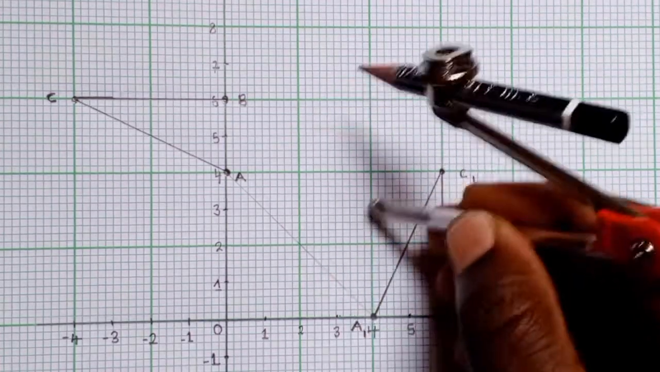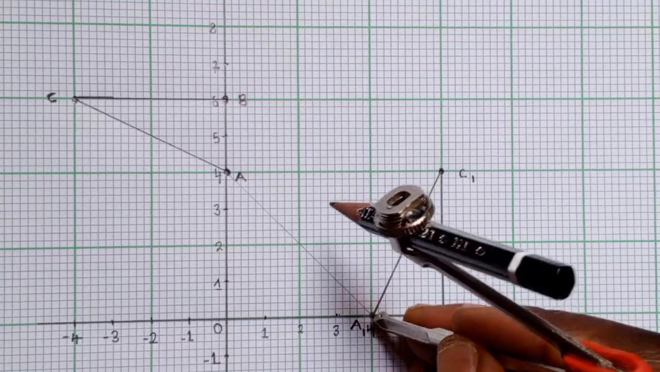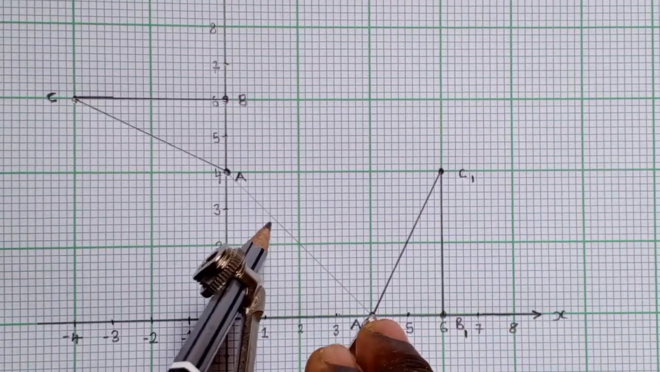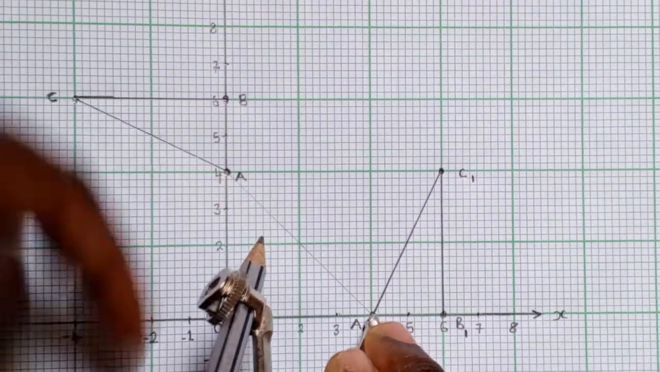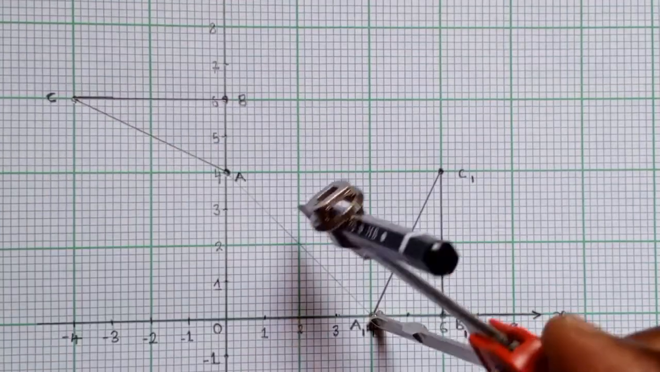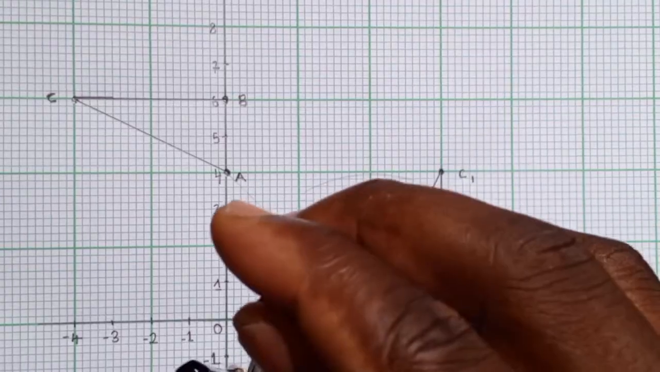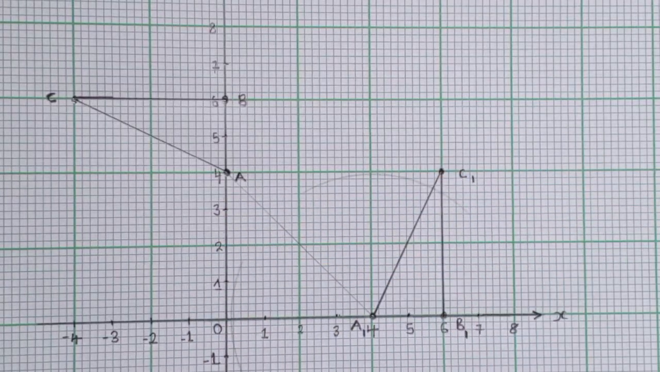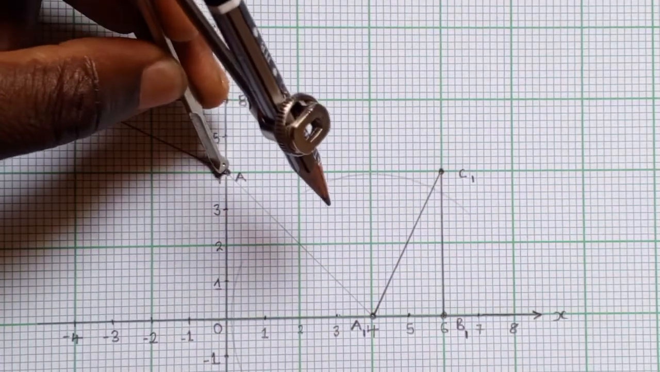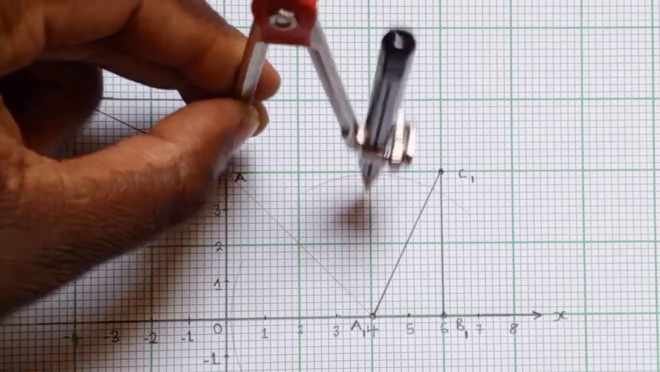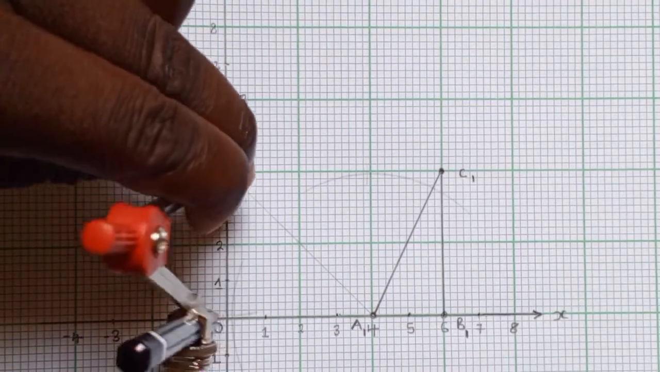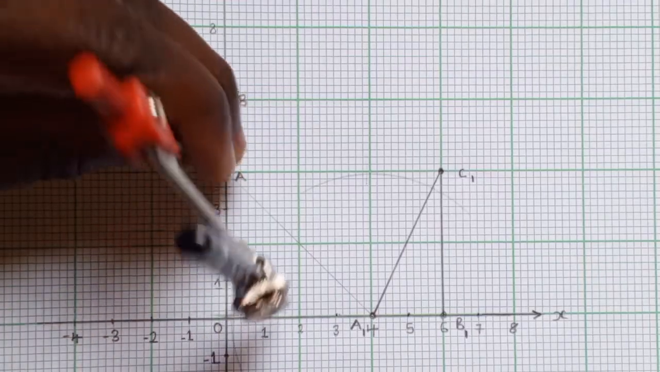You bisect the line that is passing in between by using the compass. So you need to open the compass more than half of this line. This is what I said. So when you open, you cut an arc here. You can see that arc and an arc here, right here. You take it the other side. You do the same. An arc here and an arc right here. Hopefully you're able to see.